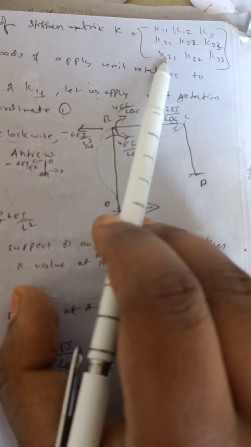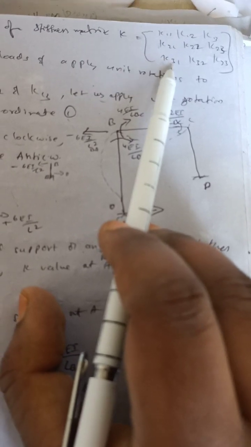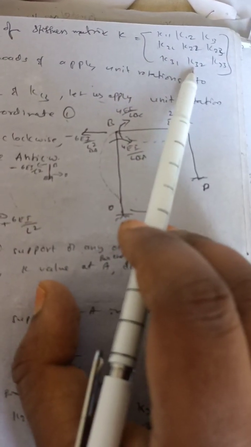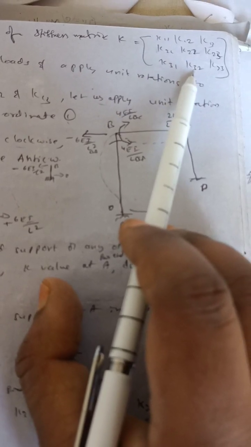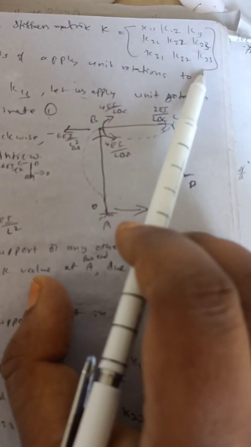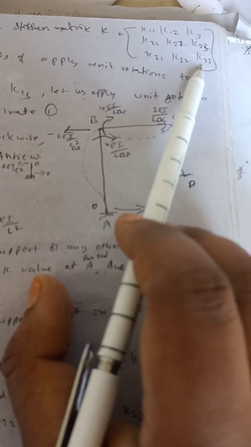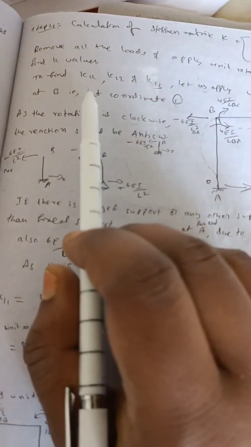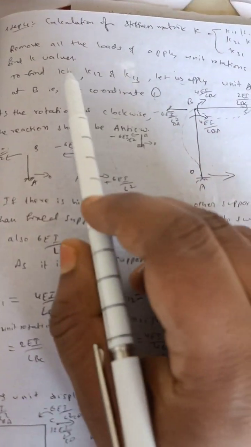Due to the unit rotation at third coordinate, what is the K value at first coordinate? Due to the unit rotation at third coordinate, what is the value of K at second coordinate? Due to the unit rotation at third coordinate, what is the value of K at third coordinate? That is the meaning. So removing all the loads, we need to apply unit rotations to find the K values.